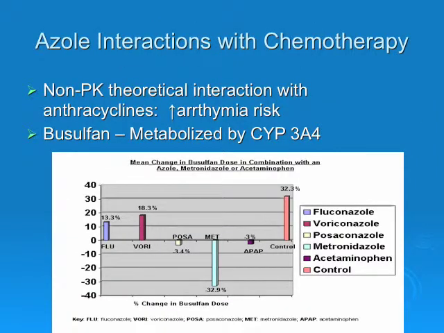This is some data that we had from Moffitt with busulfan, which is a 3A4 metabolized drug, and what we saw was that there was indeed some effect on its metabolism, particularly with the posaconazole, but in fact it was manageable with therapeutic drug monitoring that you do for busulfan.